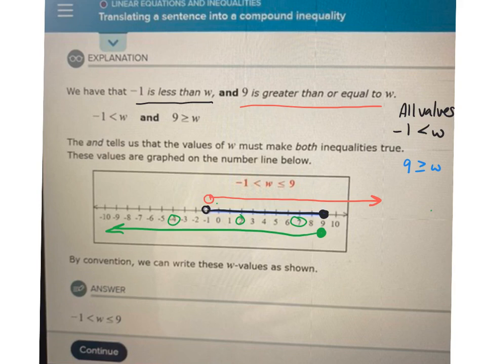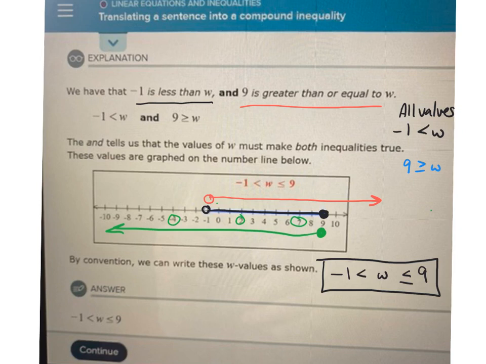And so once you have this little overlap region, all you want to do is write the first number, the smallest number, -1, and then the biggest number over here. Since this is not equal, we will just put a less than, and this will be a less than or equal because it has the solid dot, and W. We always want to make sure the signs point left when we're doing our compound inequality. So it works like this.